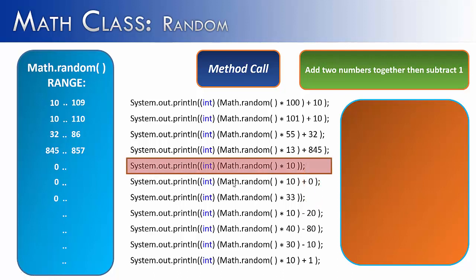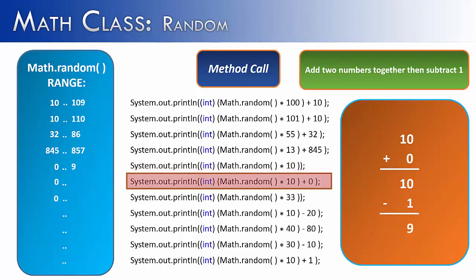Now, let's see how this plays out. In the first example, I don't have plus 0, but I know if there is no plus or minus anything, it is going to be 0. So I'd say 10 plus 0 is 10, minus 1 is 9, so the correct range would be 0 to 9. The next example is almost identical, except for I have the plus 0 explicitly stated. And it's the exact same math, so I'm going to put the maximum or upper bound as 9.